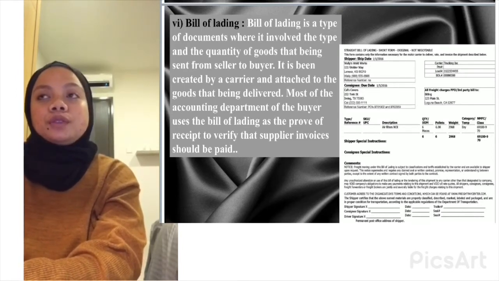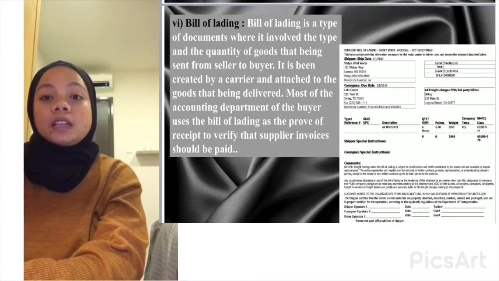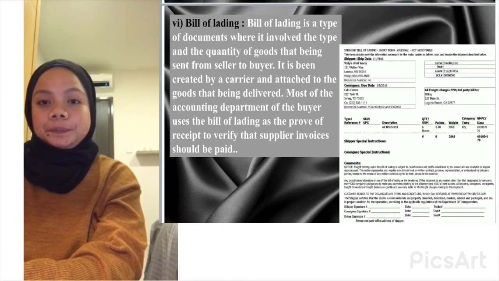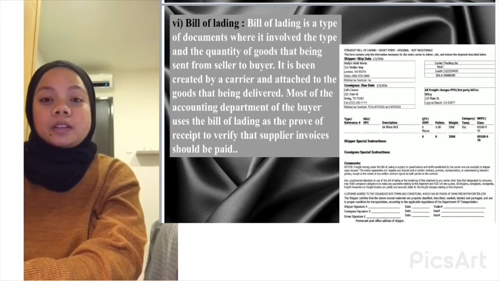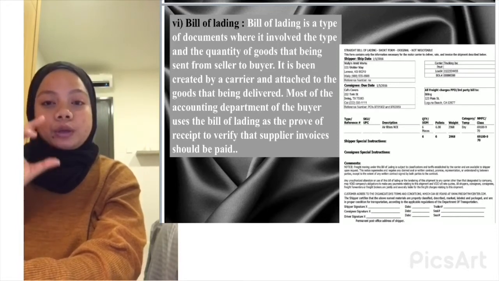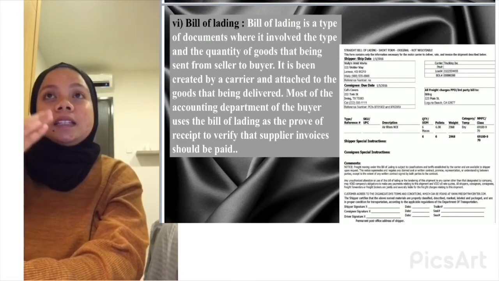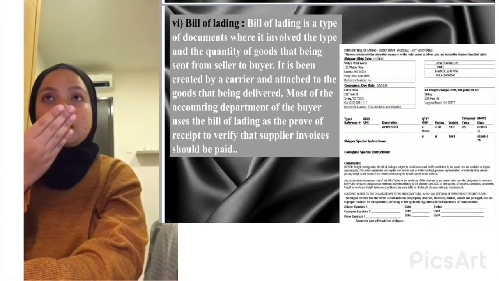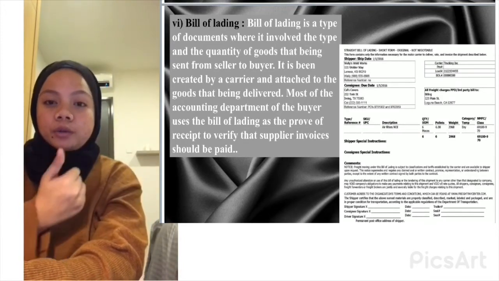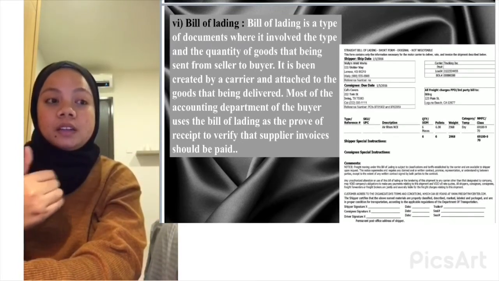So most of the accounting departments of the buyer will use this bill of lading as the proof of receipt to verify that the supplier invoice should be paid. In an easy way to understand, this bill of lading is a document carried by the person who delivers the goods, and this will be the proof from the buyer's side for them to acknowledge to the accounting department that yes, this supplier invoice needs to be paid, since there is a bill of lading for that particular case.